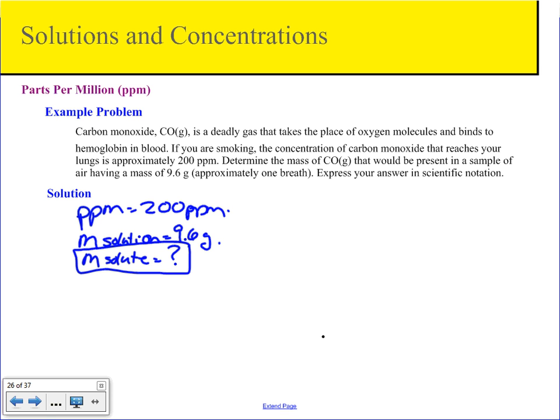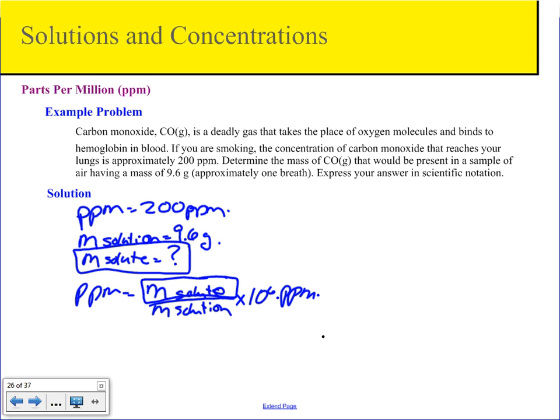Here we go. I'm going to now use my formula. So I know parts per million is the mass of my solute over the mass of my solution times 10 to the 6. Parts per million, sorry. I need to do a simple rearrangement because I need to know the mass of my solute. This is my unknown. That's what I need to find out.